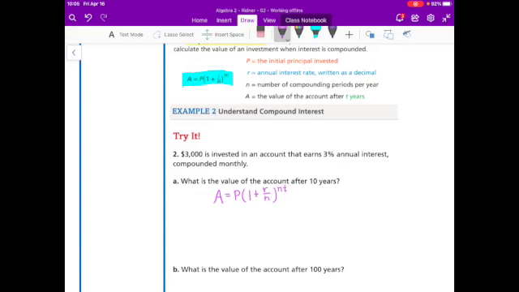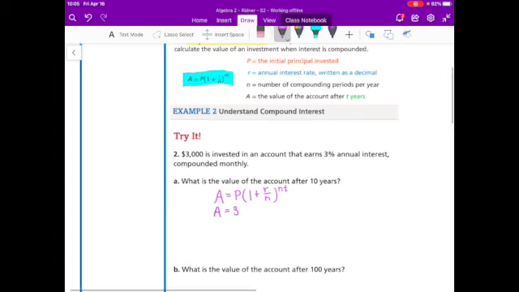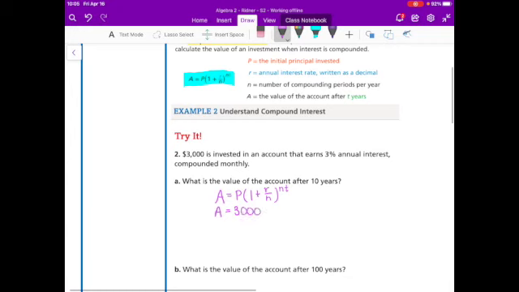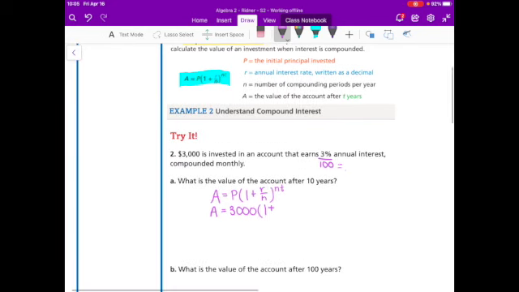All right, so we're going to find A. What is the value after the time N that we put in there? P is the principal, which is how much did we invest to begin with. So in this case, $3,000 is invested. The 1 is always there, so you're always going to write the 1. The rate is the percent divided by 100. So 3 divided by 100 is actually 0.03.